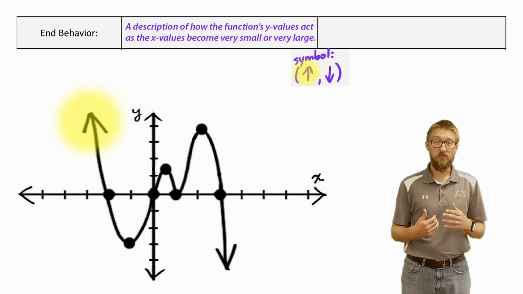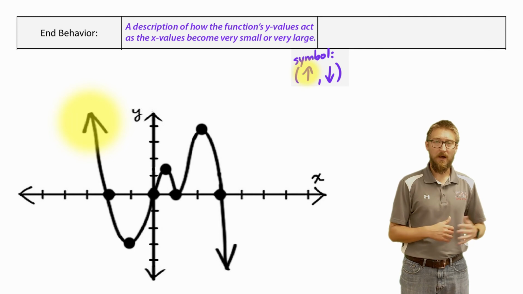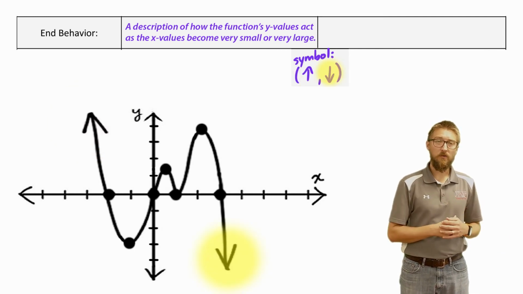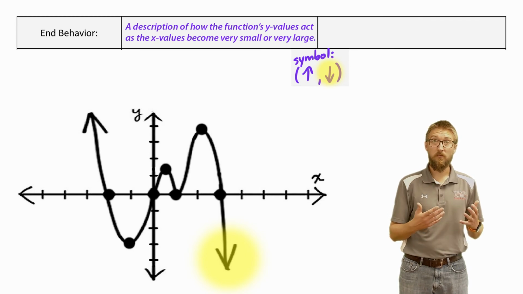Now as the x values get larger, going towards positive infinity, the y values here go smaller. They're going towards negative infinity. And so I'd have them put a down arrow.